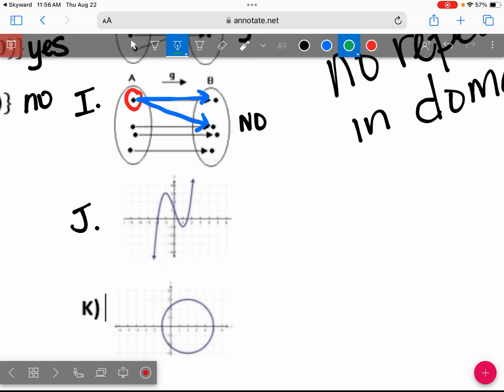Lastly, a graph. So have you guys heard of the vertical line test? So if it fails the vertical line test, it's a no.